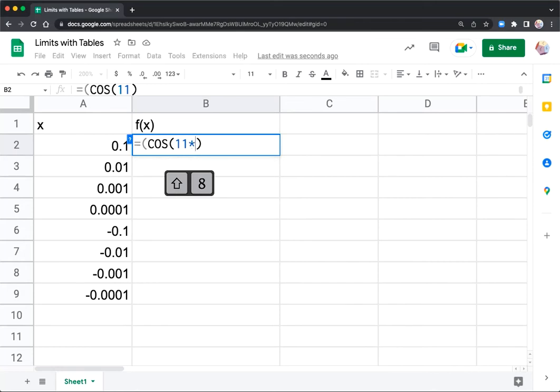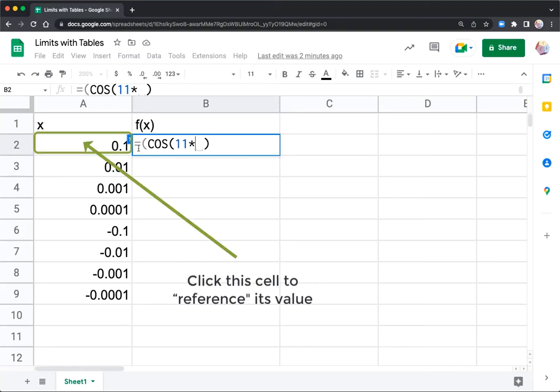I'm going to use Shift 8, the star symbol for multiplication. It doesn't understand just juxtaposition. You have to put in that star symbol for multiplication. But now I'm not going to type X. And I'm not going to type 0.01. This is the cell referencing part. Instead, I'm going to put the mouse over here for the value that I want X to be. It's in column A, row 2, and I'm going to click it.